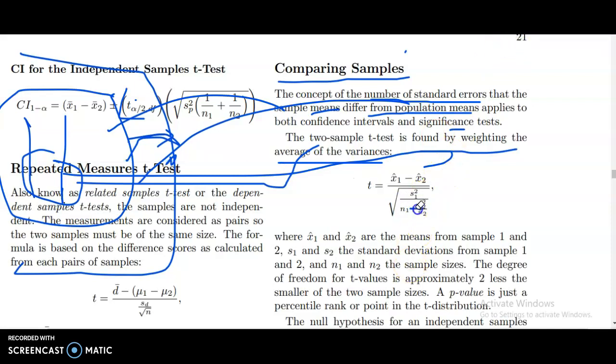After adding with this n1, S1 squared is divided by its value. After that we take the square root, that is the reducing value. Then the difference of x1 and x2 is divided by this reducing value. This is the test, the two sample t-test.